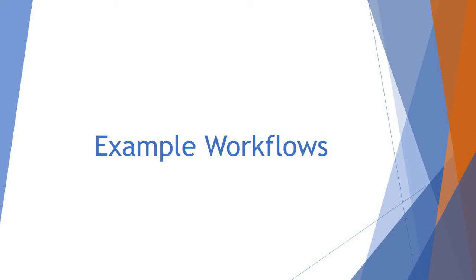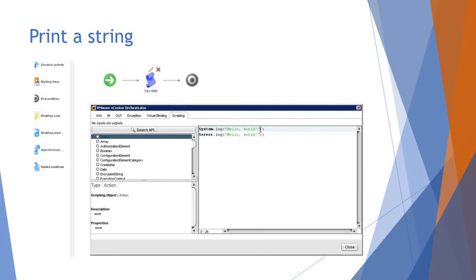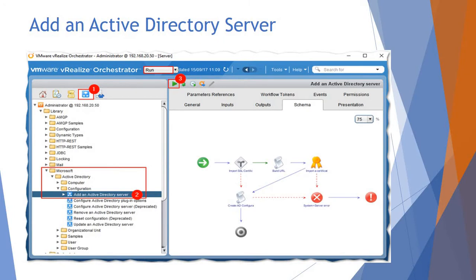Now, please have a look at a few examples of workflows. Here is an example of printing a string: Hello world, system.log, server.log. Second example, add an Active Directory server. Go to the library, predefined workflows, Active Directory, predefined workflow, add an Active Directory server and run this workflow.